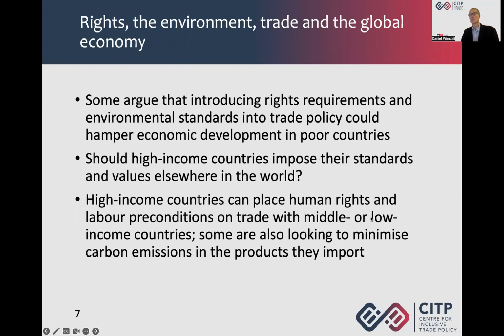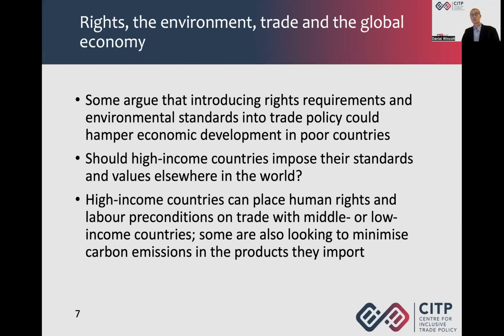So thinking about rights, the environment, trade, and the global economy, some people argue that introducing rights requirements and environmental standards into trade policy could hamper economic development in poor countries, and also ask whether high-income countries should impose their own standards and values elsewhere in the world. High-income countries can place human rights and labor preconditions on trade with lower middle-income countries.